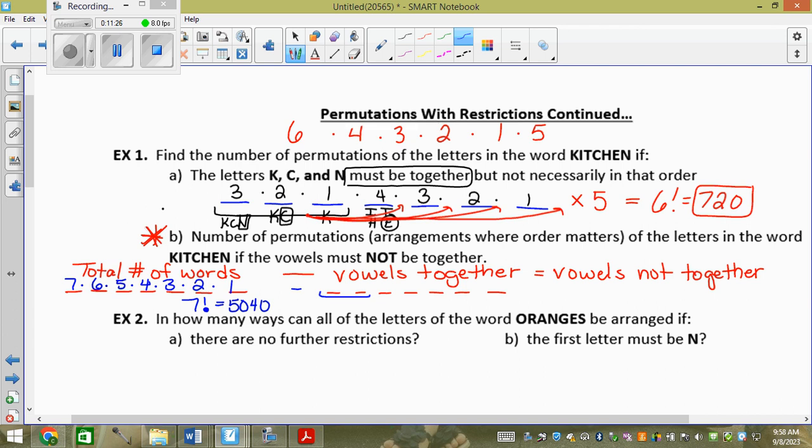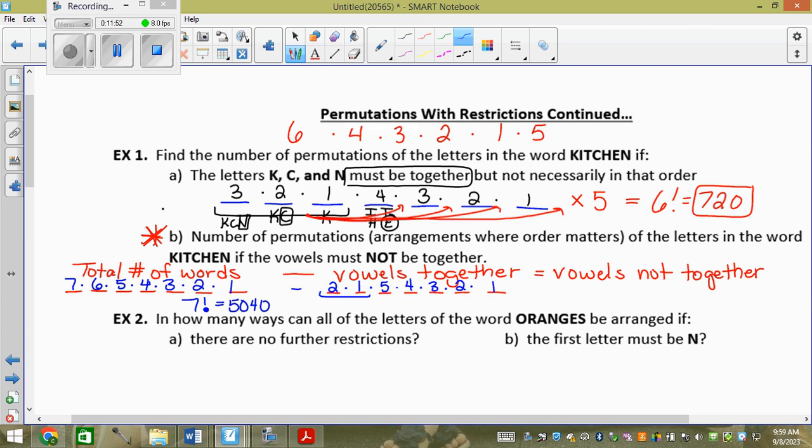How many options do I have for the first blank? Two. Then? How many do I have left now? Five. Five letters then? Four. Four then? Three. Then? Two. Then one. Then I'm done? Am I done? Does it say vowels together at the front? Does it say the vowels cannot be together at the front? No, it says the vowels cannot be together.